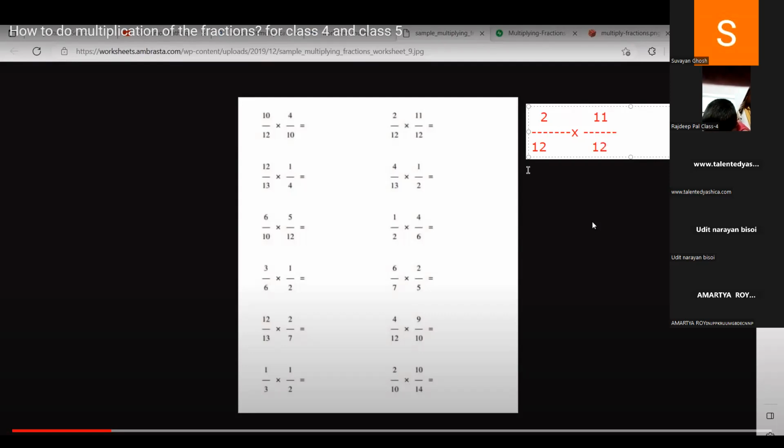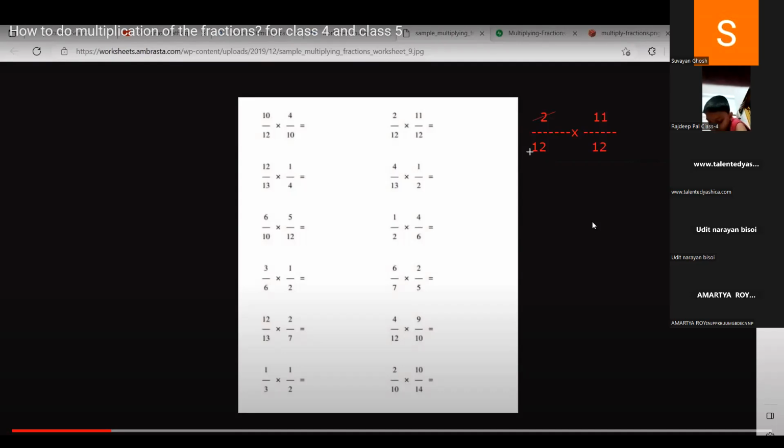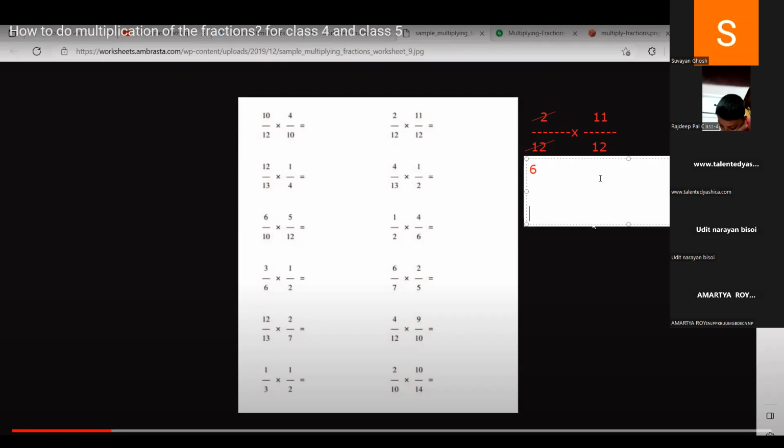See, 2 by 12. If you divide 2 and 12, what is the answer coming? Only Shatoki will tell me. Shatoki, tell me if you divide 2 and 12. Shatoki, are you there? Can you tell me? Yes, very good. It's 6. Now, 11 into 1 is how much? Tell me 11 into 1. 11. Very good.